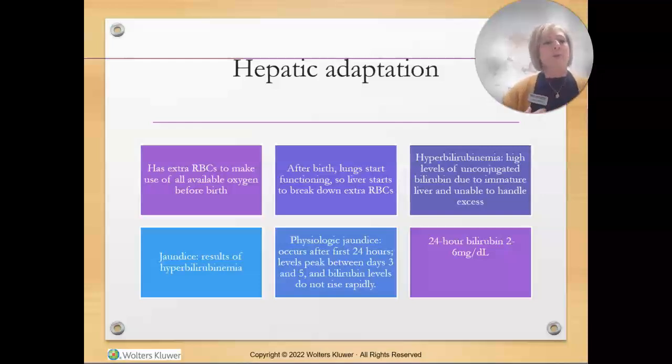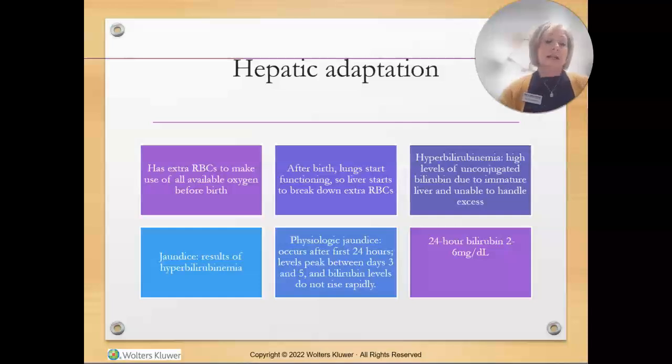So we end up with what we call hyperbilirubinemia. Bilirubin is a byproduct of the breakdown of those red blood cells. The babies can't really break down that unconjugated. We want the conjugated. We don't want the unconjugated because the unconjugated is fat soluble and we can't really break that down. So we get extra bilirubin floating around, that unconjugated, which is more fat soluble, so they can't handle that excess.